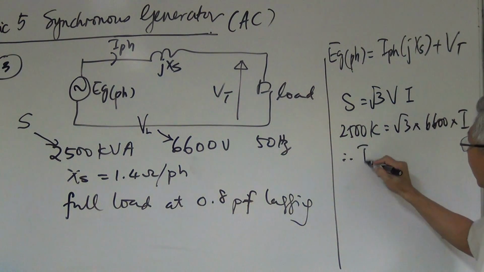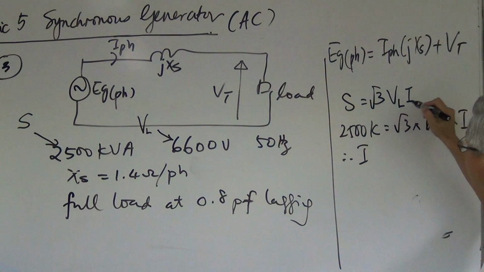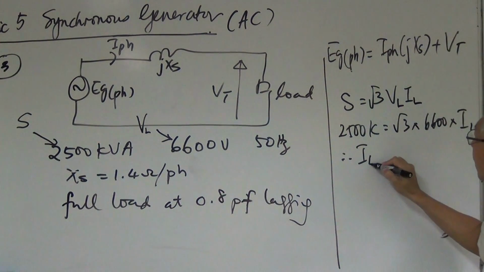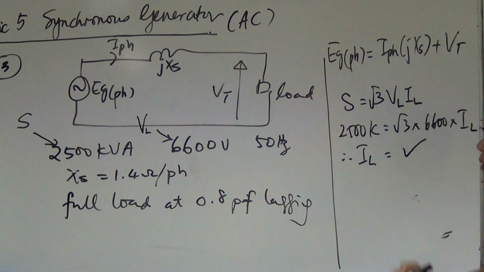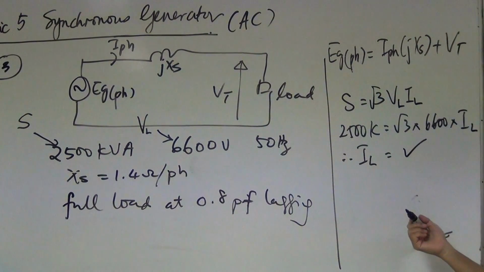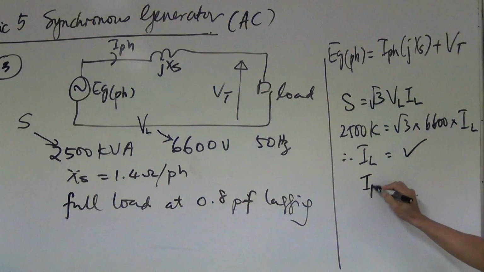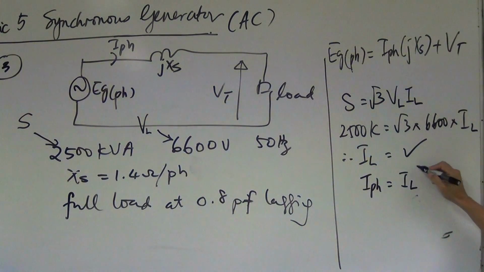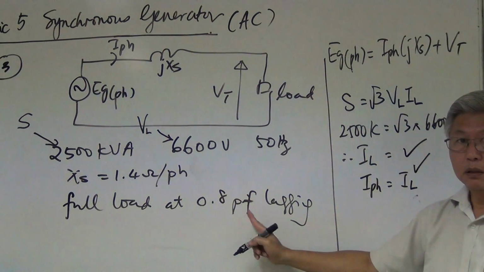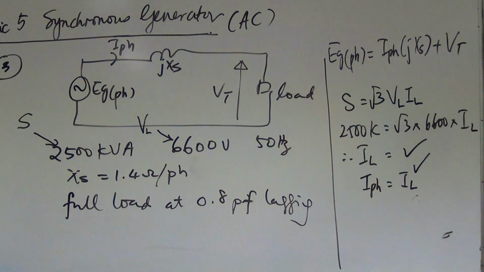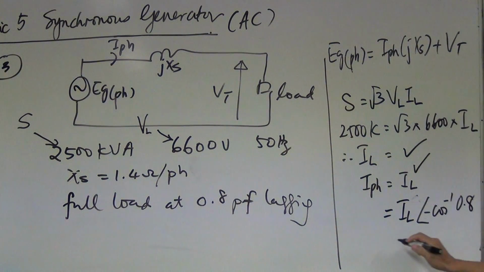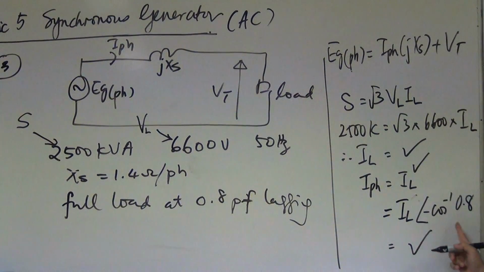Right? So therefore, my current is out. When you say current, it means line current. Okay, line current, right? Current is out. But do you know that line current is the same as phase current in a star connected circuit? This question is a star connected circuit, so phase current is therefore equal to my line current. Okay, I know the information from here. Now, can I get the angle? Yes, because it's 0.8 power factor lagging. So I is this value at negative cosine inverse 0.8. Alright, so I have my phase current in polar form already.